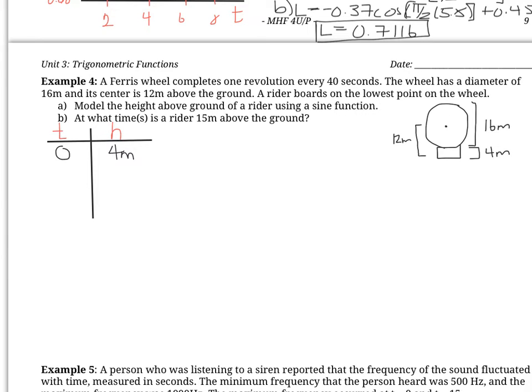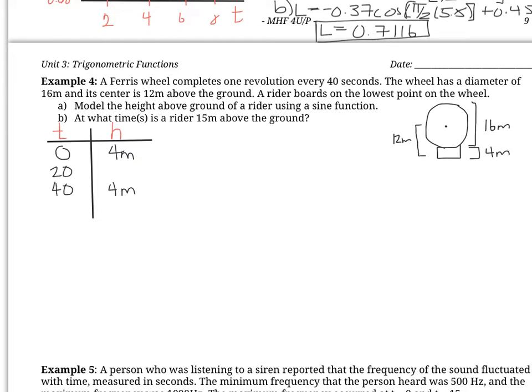Next, we know that 1 revolution takes 40 seconds. So 40 seconds later, we're back at that minimum height. So I can put in 40 seconds later, we're back at that minimum height of 4. So what's happening in between 0 and 40? Well, halfway up, we're going to reach our maximum height. So after 20 seconds, we're going to reach our maximum height.